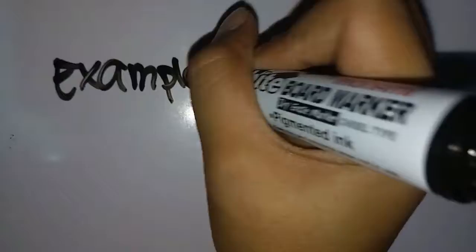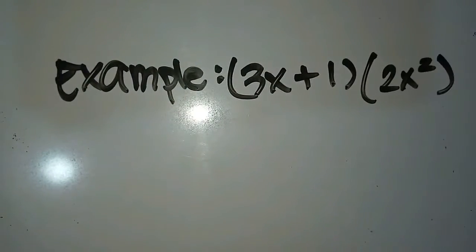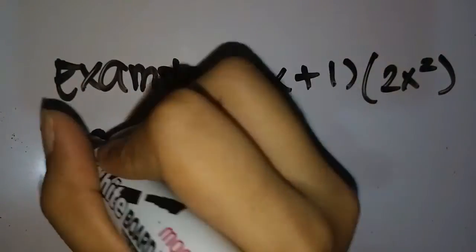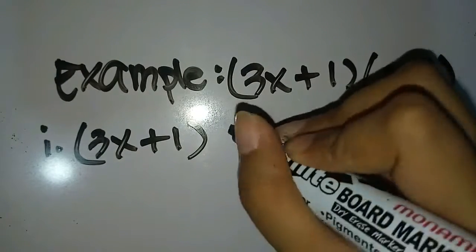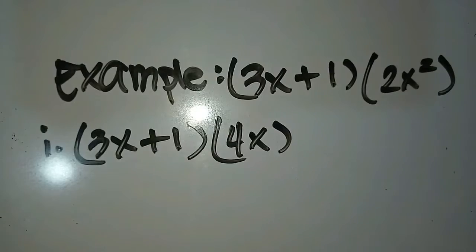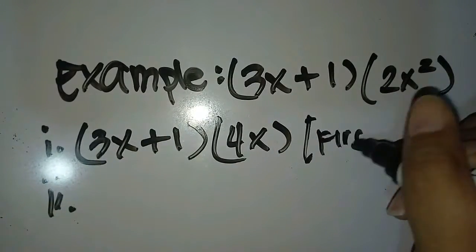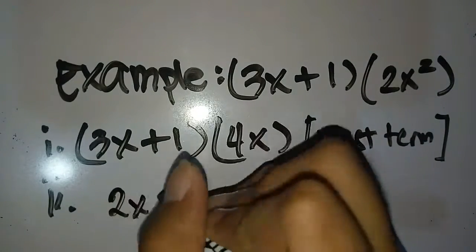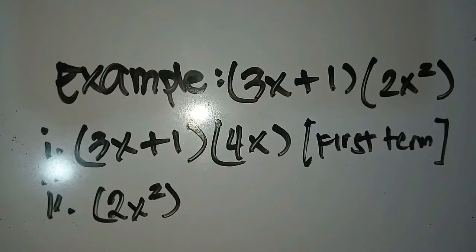Example: the quantity 3x plus 1 multiplied by the quantity 2x squared. Write down the expression 3x plus 1 as it is, and then differentiate 2x squared. By knowing the constant multiple rule, the quantity 3x plus 1 multiplied by 4x will be the answer. On the second term of the equation, separated by the plus sign, write down 2x squared as it is and differentiate 3x plus 1.